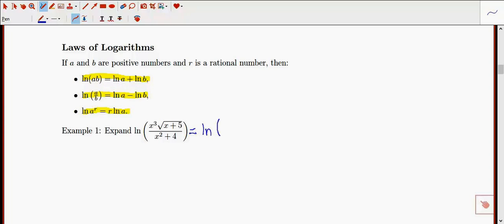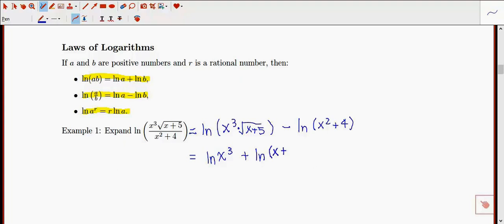So we get ln of the numerator, x cubed square root of x plus 5, minus ln of the denominator, x squared plus 4. We are not quite done yet because we do see a product right here, x cubed times square root of x plus 5. So it becomes ln of x cubed plus ln of, we can rewrite the square root as the 1/2 power, so x plus 5 to the 1/2 power, subtract ln of x squared plus 4.